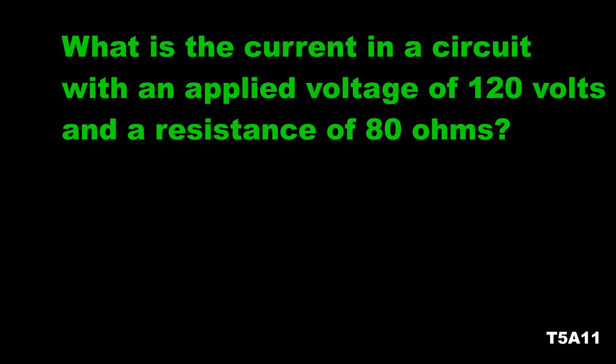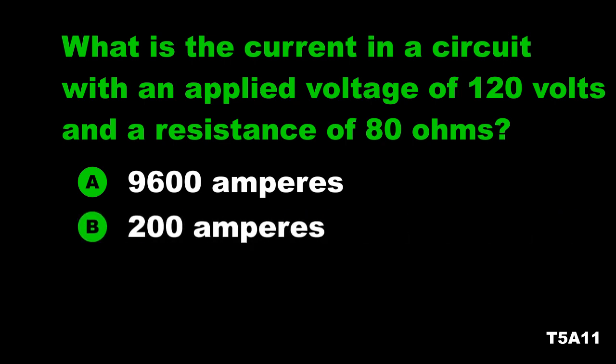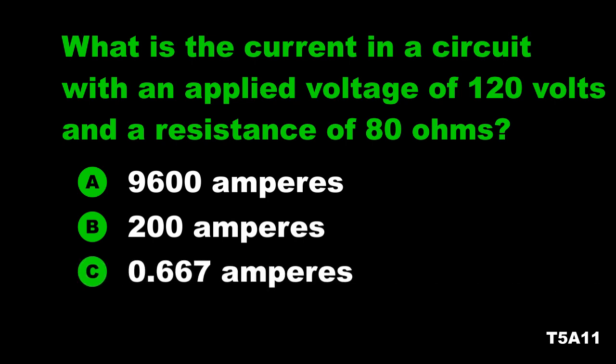What is the current in a circuit with an applied voltage of 120 volts and a resistance of 80 ohms? A. 9,600 amperes. B. 200 amperes. C. 0.667 amperes. Or D. 1.5 amperes.